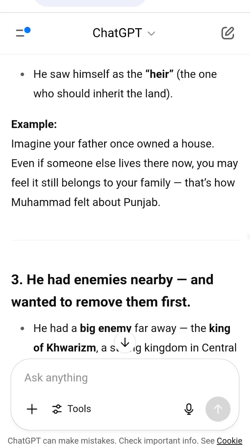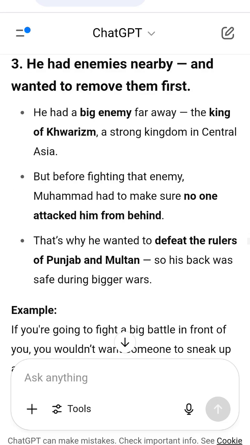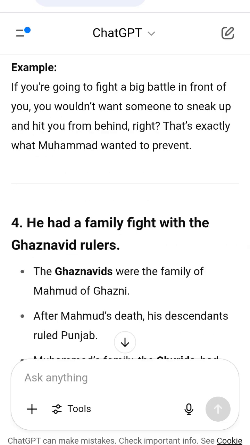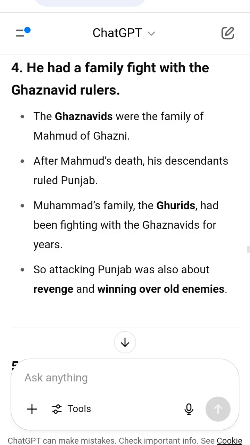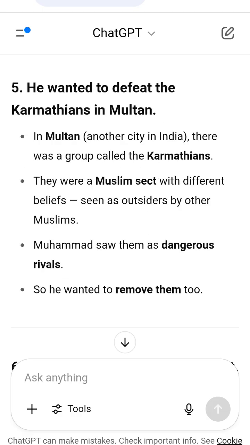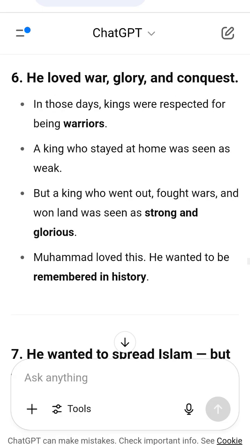In the region of Multan, there was a group called the Karmathians. They were Muslims, but their beliefs were very different from the mainstream Sunni Islam. Muhammad of Ghur, a Sunni Muslim, saw them as heretics, people with wrong beliefs. He also saw them as political rivals, not just religious ones. So he wanted to defeat them and take control of Multan. This was both a religious goal and a military strategy, since Multan was a key city with wealth and location.